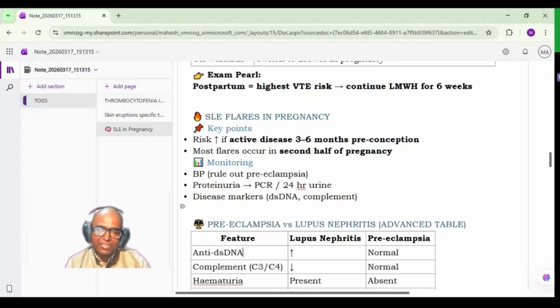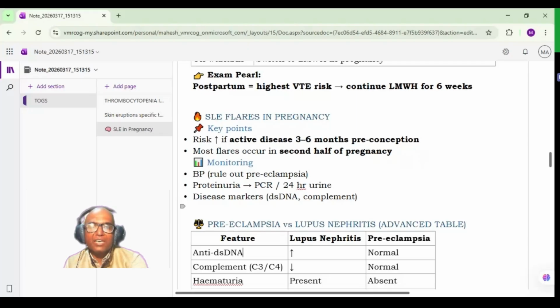So around the time of conception, if the disease is active, then SLE flare chances are increased. Most flares occur in the second half of pregnancy. So you need to monitor this particular pregnancy: blood pressure to rule out preeclampsia, proteinuria, protein to creatinine ratio, or 24-hour urine. Disease markers will be dsDNA and complement levels.